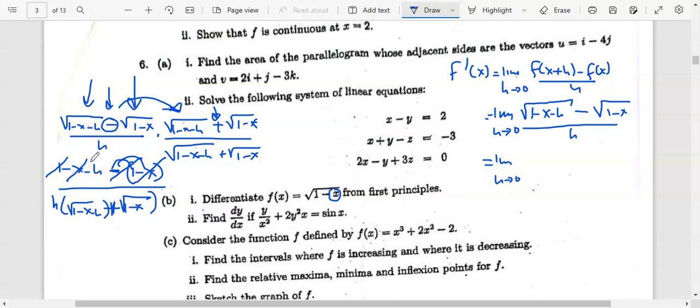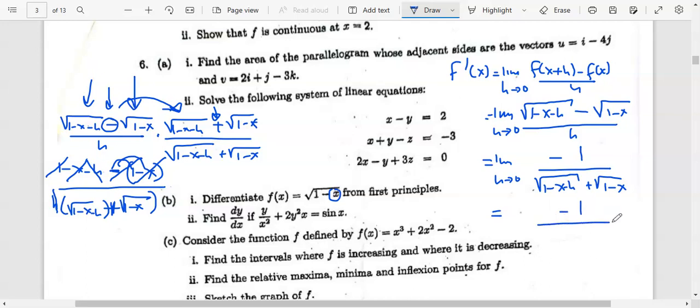It will cancel with this x. We'll just remain with a negative h on top, and that negative h will cancel with the h down. So we'll just remain with a negative 1 on top. And then in the denominator, we are going to remain with square root of 1 minus x minus h plus square root of 1 minus x.